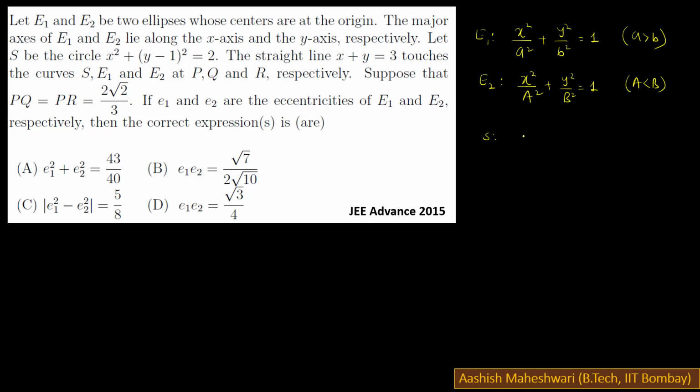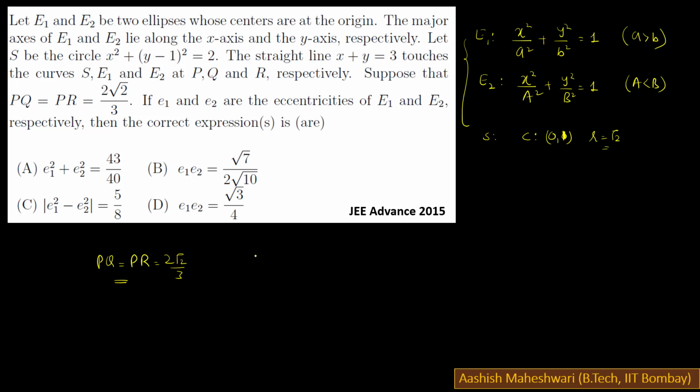S is the circle which has center at 0 comma 1 and radius equal to root 2. It is given in the question. Now a line x plus y is equal to 3 touches the curves S, E1 and E2 at P, Q, R. So this is touching these three curves at P, Q, R, that is a common tangent, right? And it is given that PQ is equal to PR is equal to 2 root 2 by 3. And you have to find the eccentricities of E1 and E2, and the relation between E1 and E2.